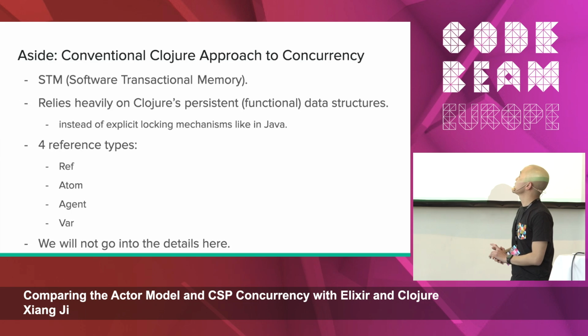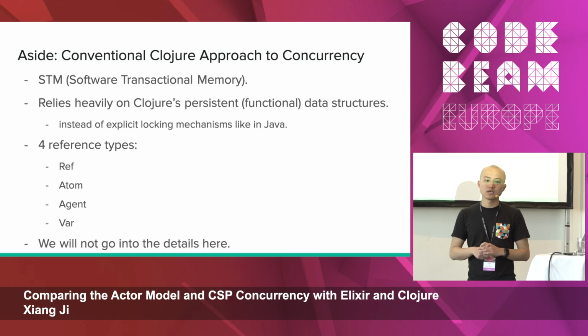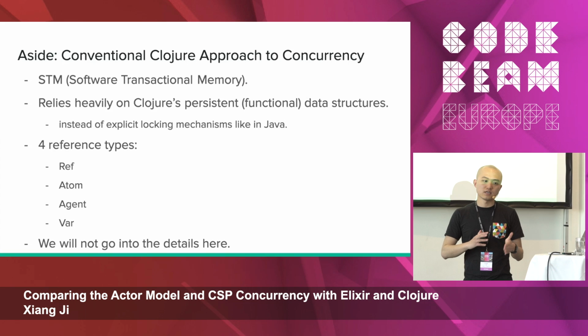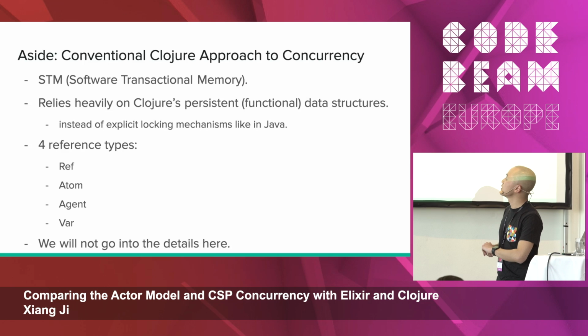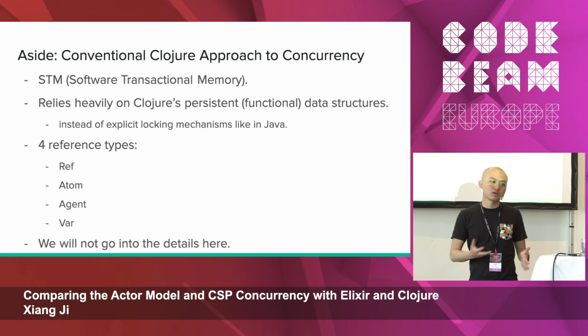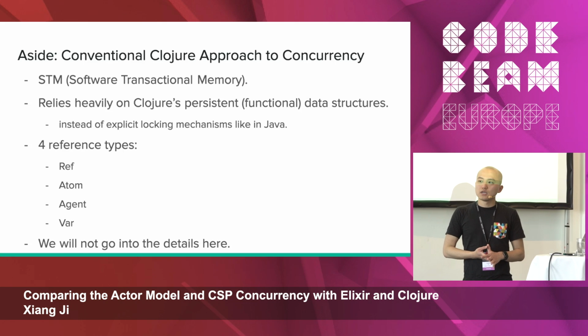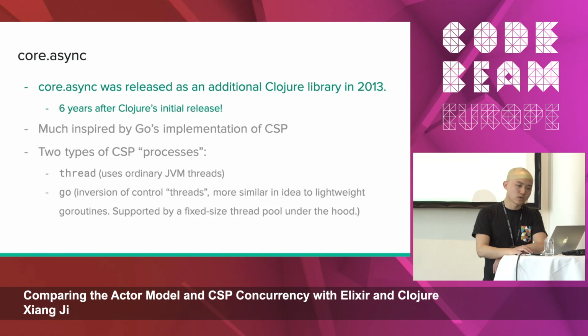Another aside: conventionally, Clojure doesn't actually approach concurrency with this CSP model. This is something Golang does at the core, but Clojure originally had a different model called software transactional memory, which relies heavily on functional data structures, and it has four reference types for different scenarios, which I'm not going to go into detail about here. It has a lot of nice properties, one of which is that it acts similar to a database transaction, where multiple operations are atomic.